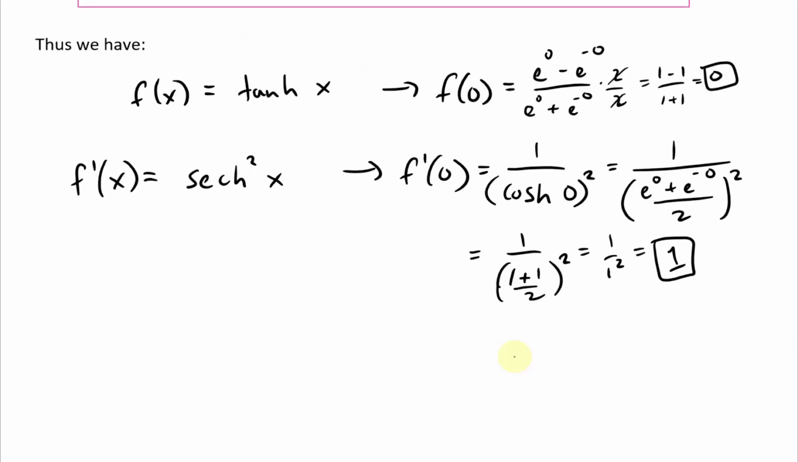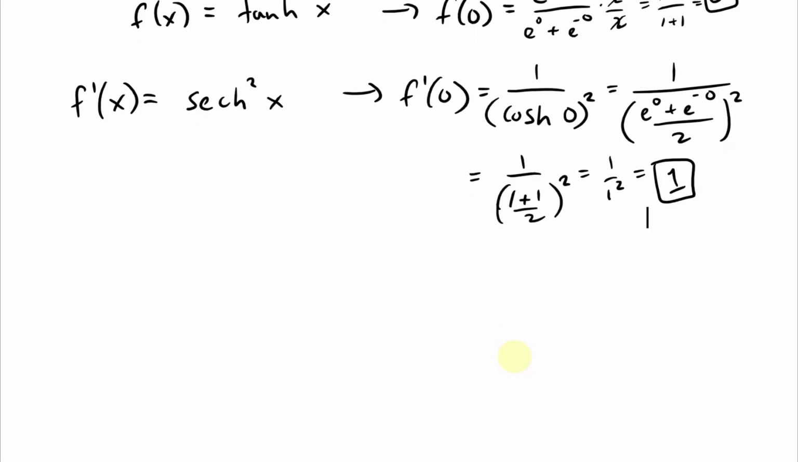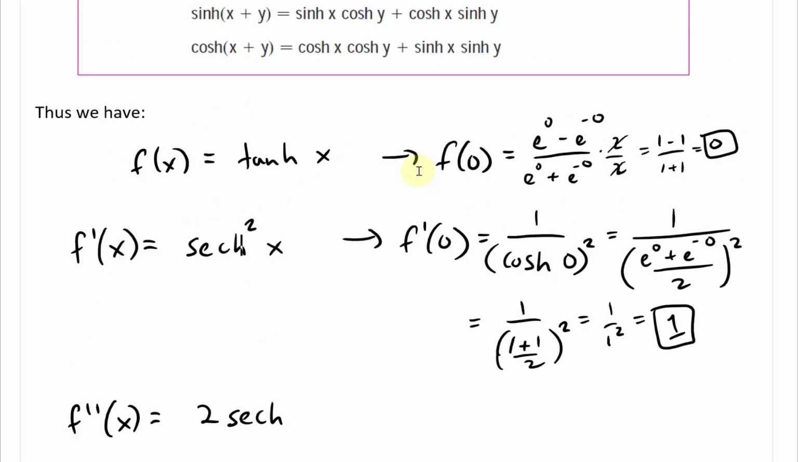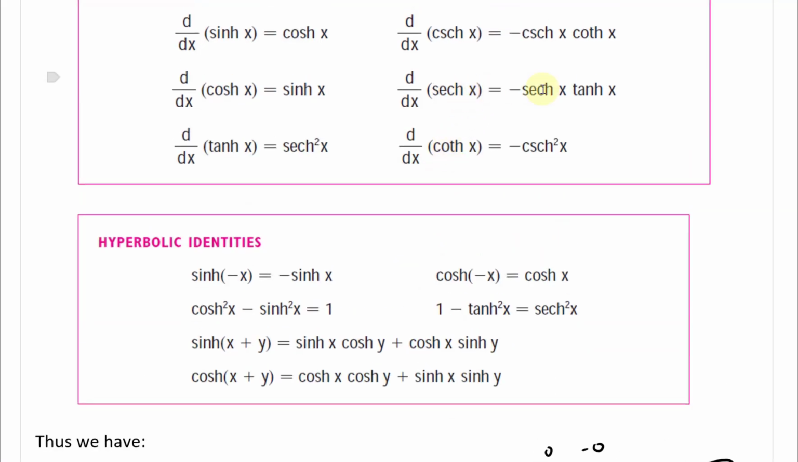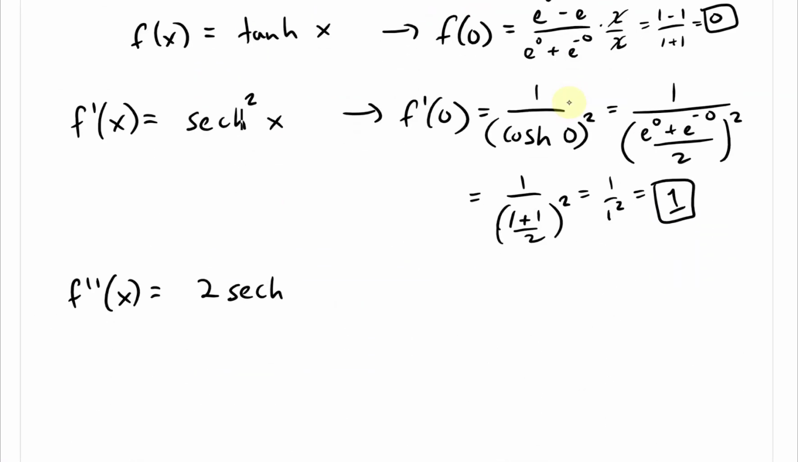Alright, so we have the first two terms for the Maclaurin series. Let's just keep going, and let's take 2 more derivatives. So now we get f double prime of x is equal to, using the power rule, the 2 goes down, and then we have sech like that, and we subtract the power, and then we take the derivative of the inside, chain rule. The derivative is going to be negative sech x tanh x. So this is going to be 2 sech of x, negative sech x tanh x, like that.